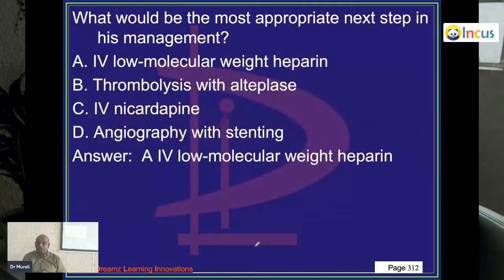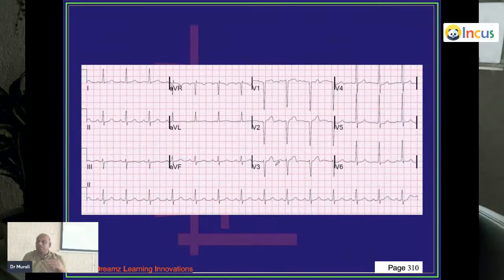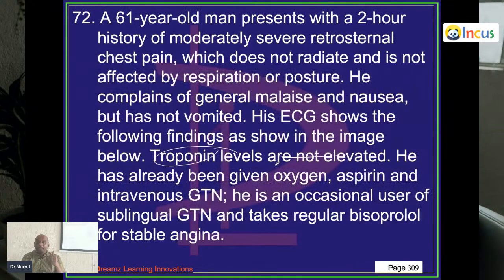So in acute coronary syndrome, first you need to administer IV low molecular weight heparin, is what you need to remember. And if the patient is not on a beta blocker, better introduce a beta blocker. Presently there is no ST elevation, right? But the pain is a 2-hour history. That makes it unstable angina rather than stable angina, right? Which is less than 30 minutes.